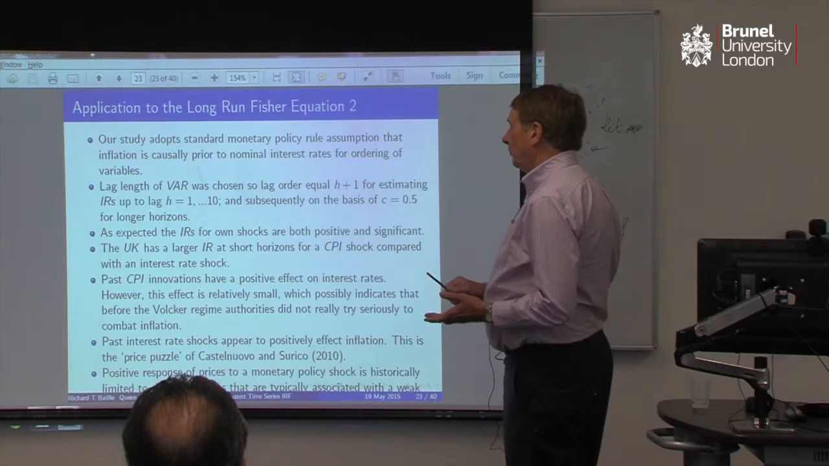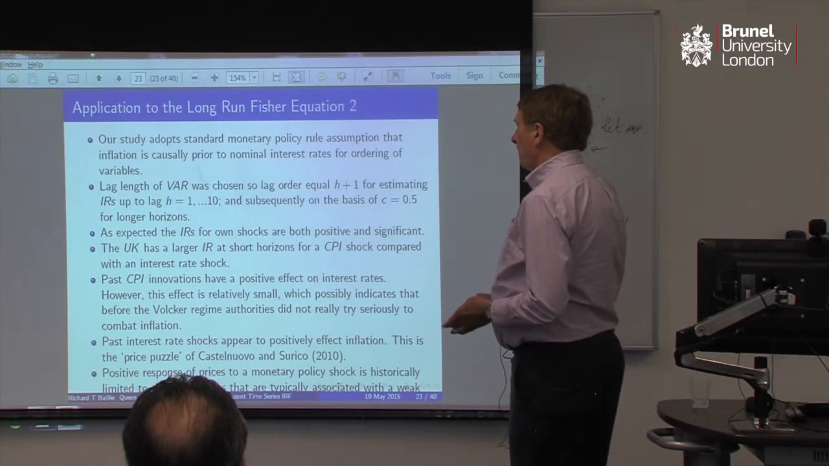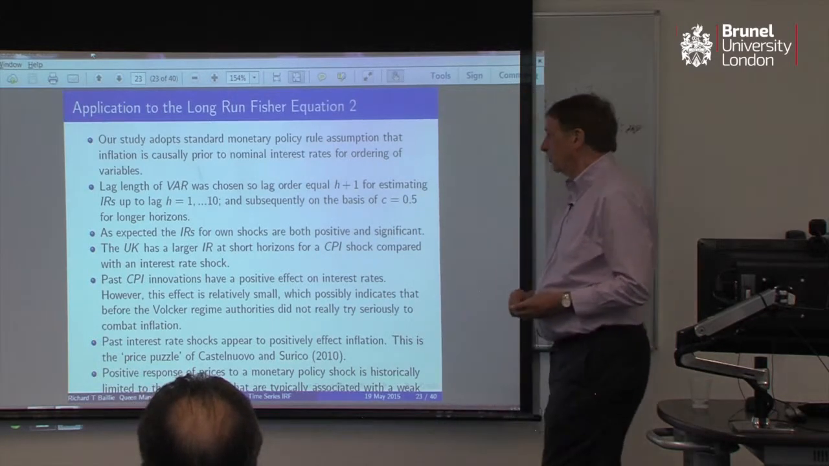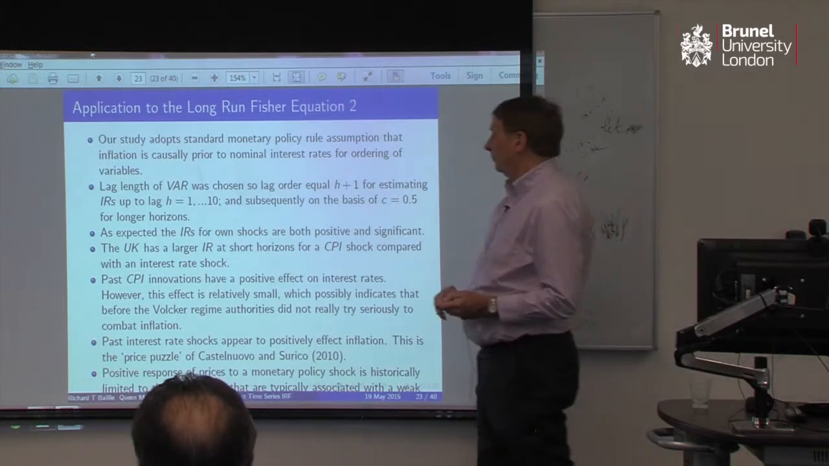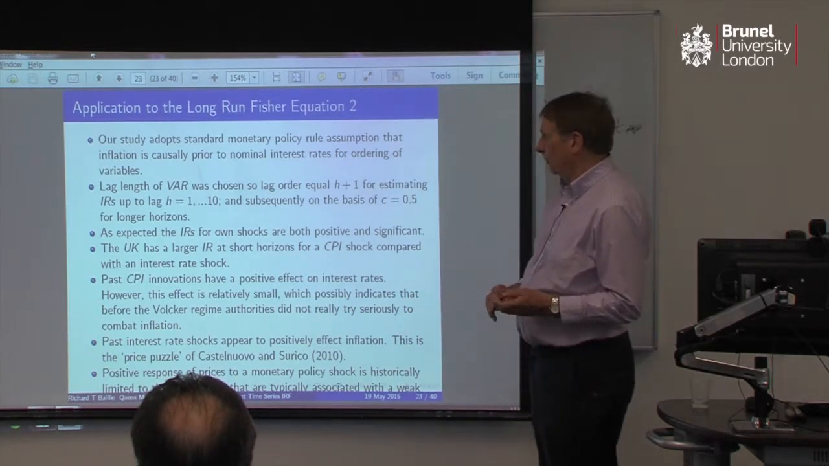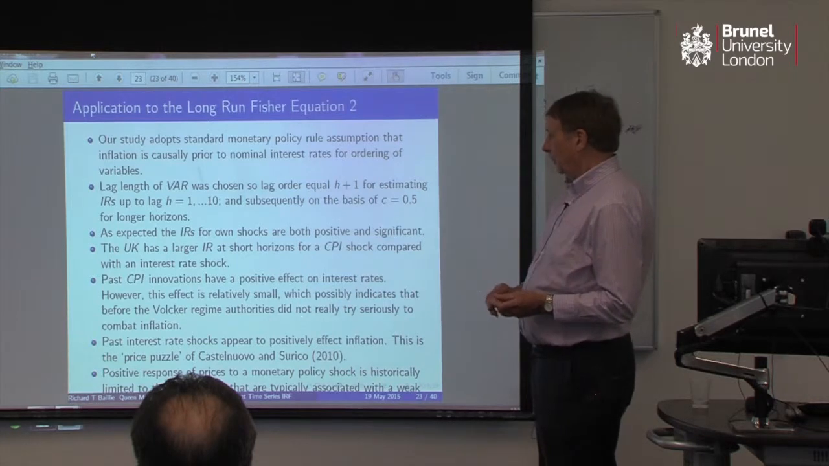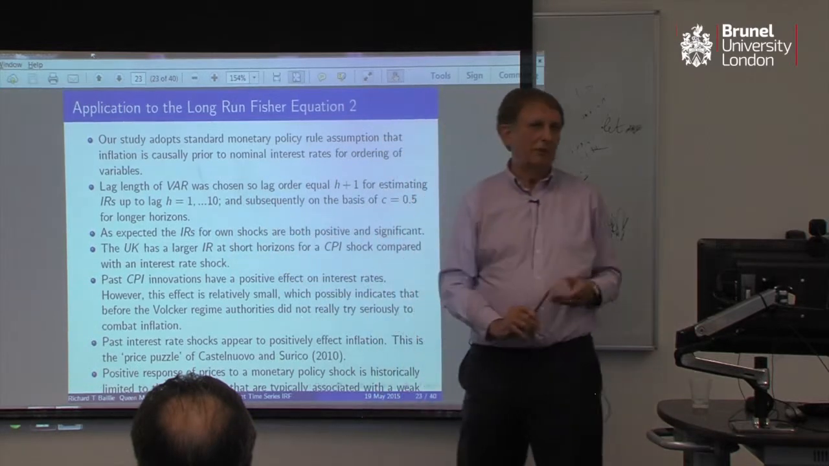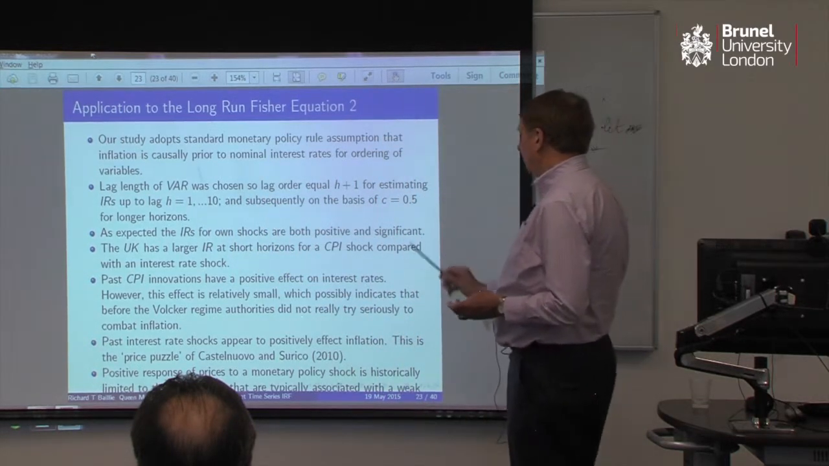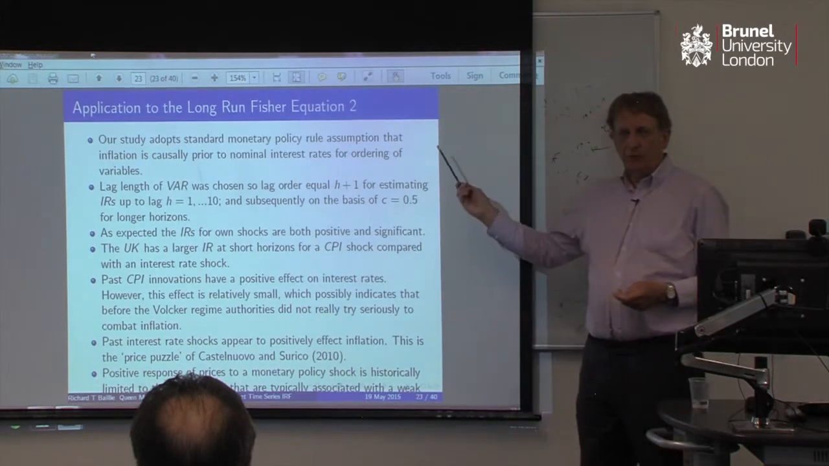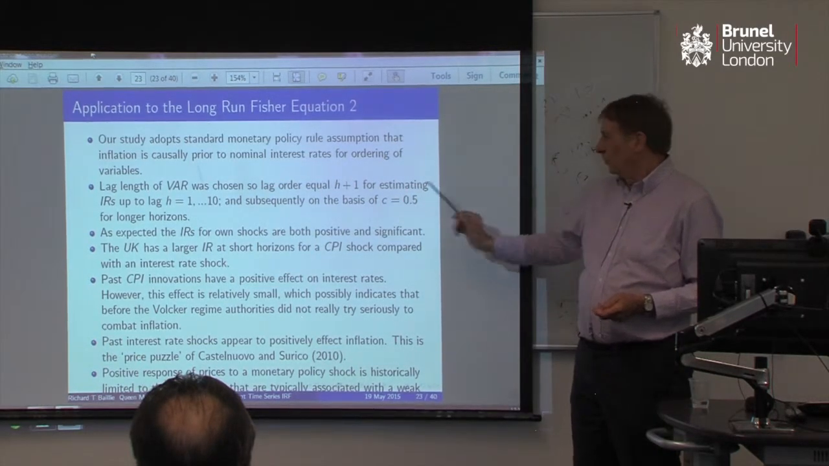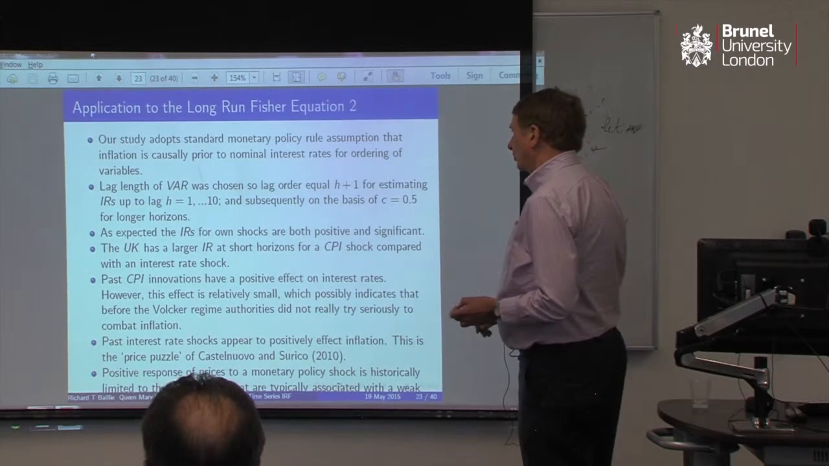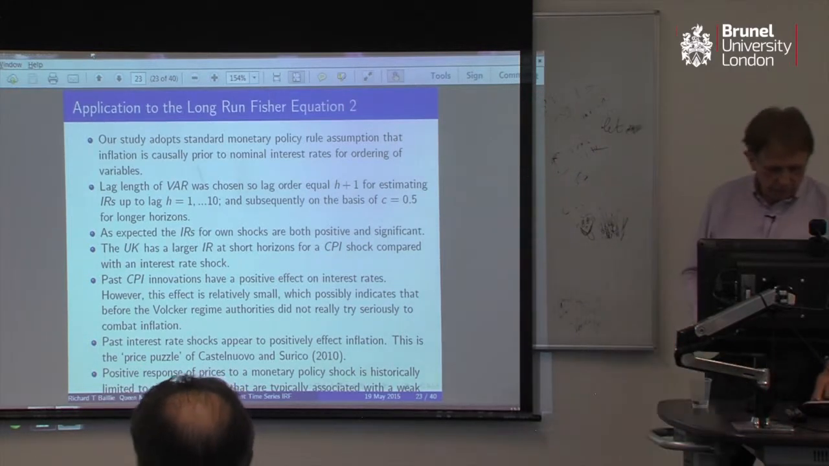To implement the methodology, we have inflation causally prior to nominal interest rates, which seems a reasonable assumption. We're using the scheme motivated by the last set of simulations, where the VAR is chosen of order h+1 for estimating impulse responses from lag 1 to 10, and subsequently on the basis of the log of the sample size squared, with a constant in front of it. I'll probably show you the results of this.